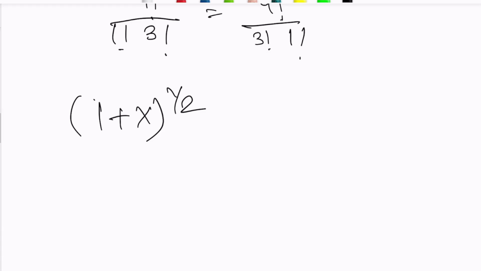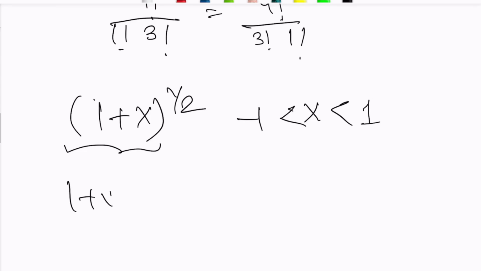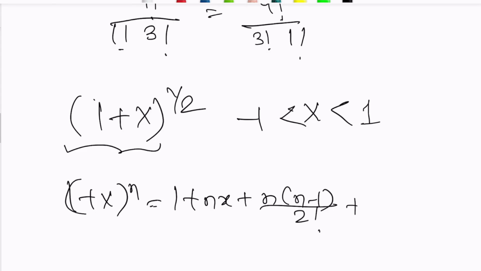So this expansion will have an infinite number of terms, and it only works when it is of this form, basically, when x lies between -1 and 1. So it cannot be 1 or -1 either. It is strictly in between. And in that case, it is simply, I'll just write it down, 1 plus nx plus n into n minus 1 by 2 factorial plus n into n minus 1 into n minus 2 by 3 factorial, and so on until infinite terms.